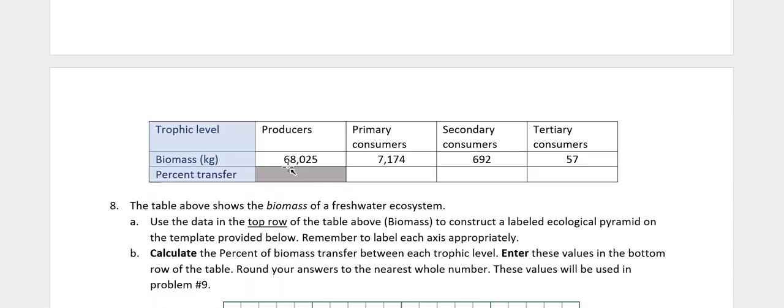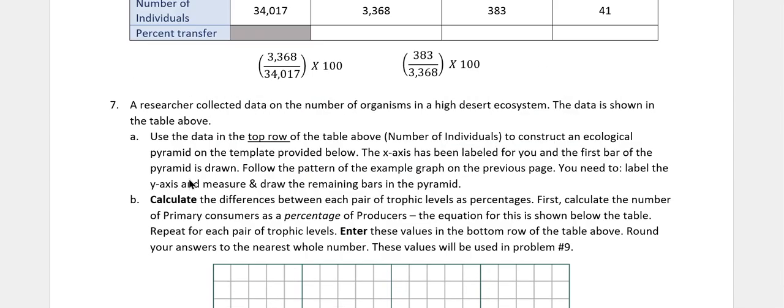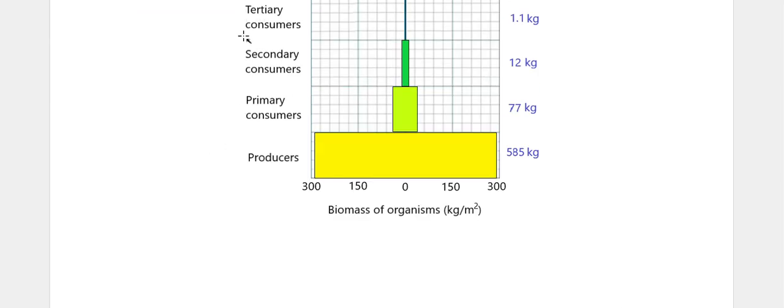So you'd want to be going about 35,000 to the left, about 35,000 to the right. So scale it so that you can get that 68,000 taking up most of that width. And then the y-axis label, again, if you look at our sample here, is just the trophic levels.